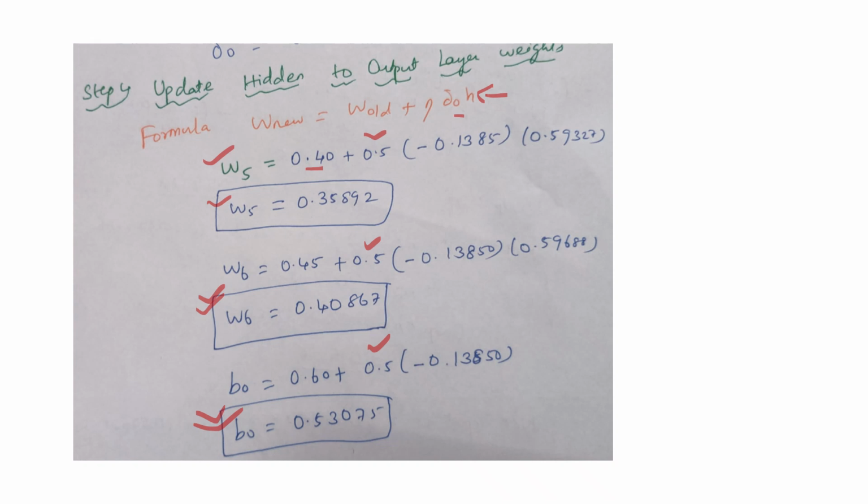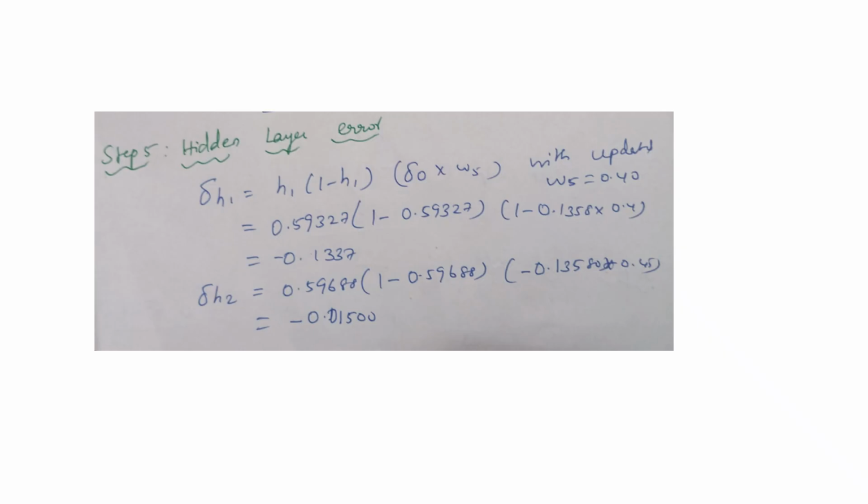After updating the hidden-to-output layer, from the hidden layer to the input layer again we have a set of weights and biases. We already calculated the del value, which is nothing but the error or loss value in the output layer. For the hidden layer, this is the formula. H1 is the hidden layer output, 1 minus H1 is 1 minus the hidden layer output, del naught is the error in the output layer, and W5 is the updated weight. Using this formula, we get the error value at the hidden layer, which will be useful for updating the previous layer.